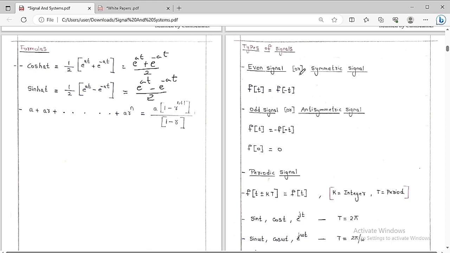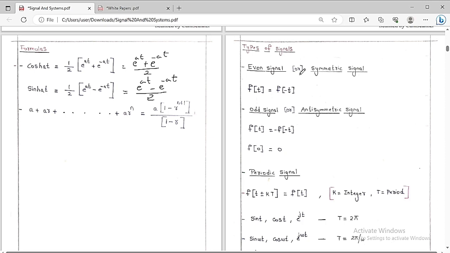Now we are going to discuss another important concept, which is the types of signals. I am going to discuss the different types of nature of the signals. You have to know which signal represents which thing, and always keep it in your mind. The first one is the even signal or the symmetric signal.